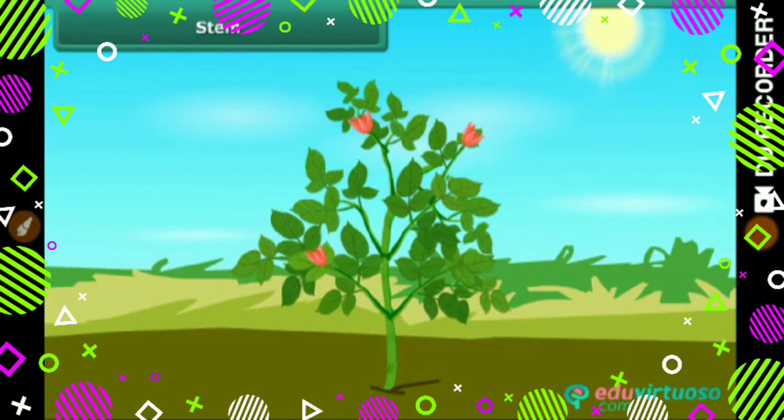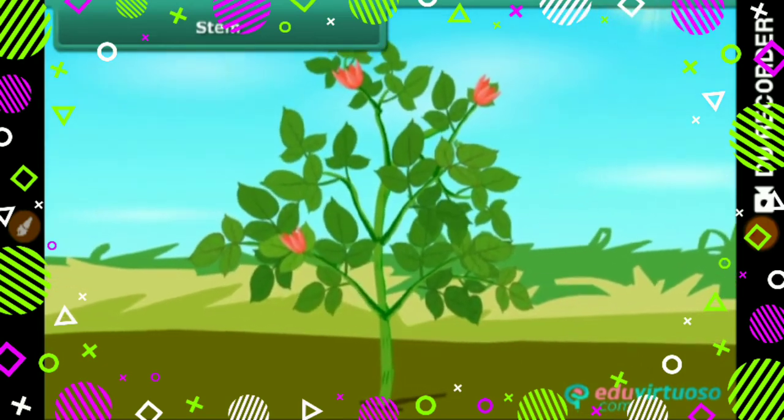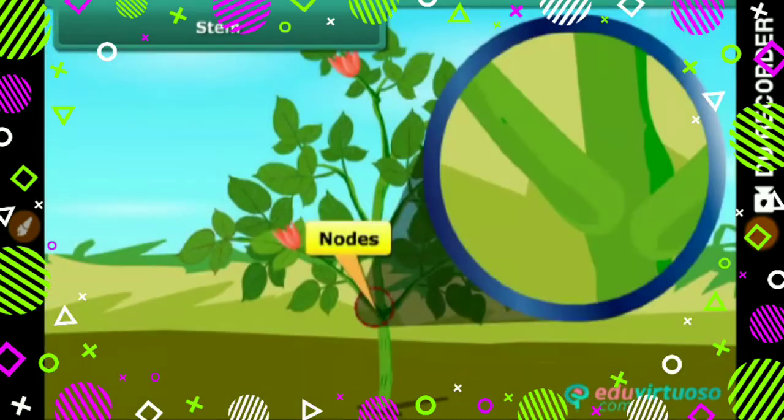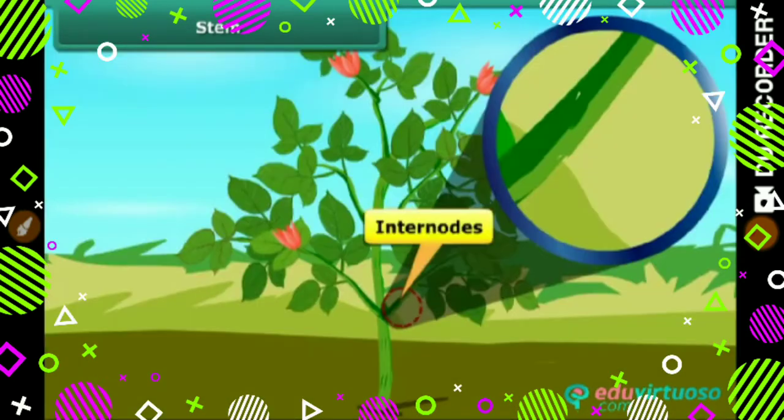The other important part of the plant body is the stem. The stem forms the main axis of the plant body, which grows towards light and away from gravity. It holds the plant body upright. It bears leaves, flowers, and fruits, and exposes them to sunlight and air. The stem is divided into nodes and internodes. Nodes are the swollen portion of the plant that holds buds which grow into leaves, flowers, etc. Internodes, on the other hand, are the stretches between two nodes.